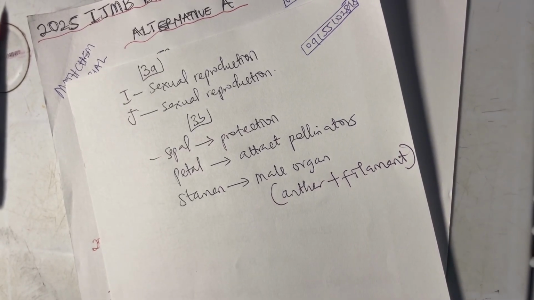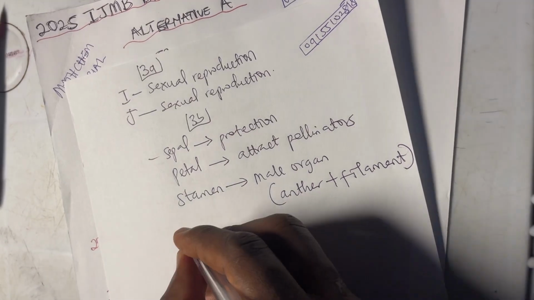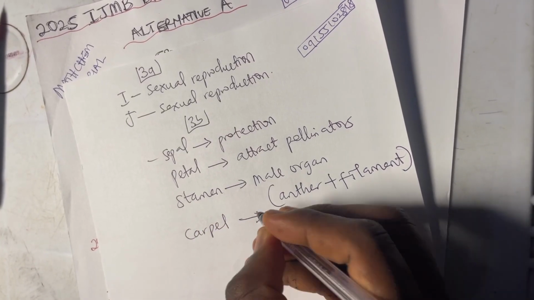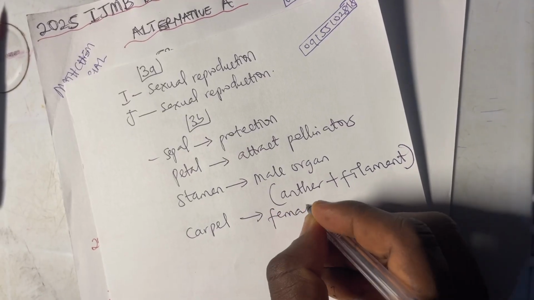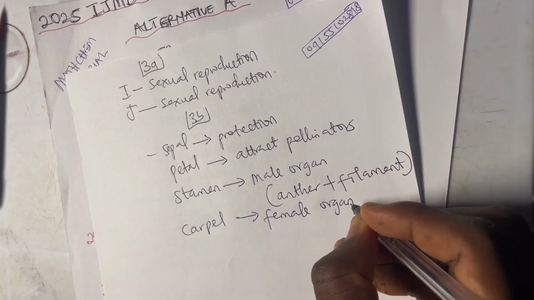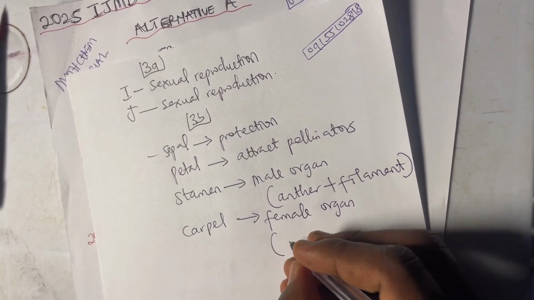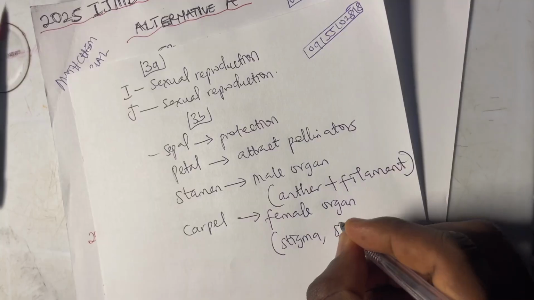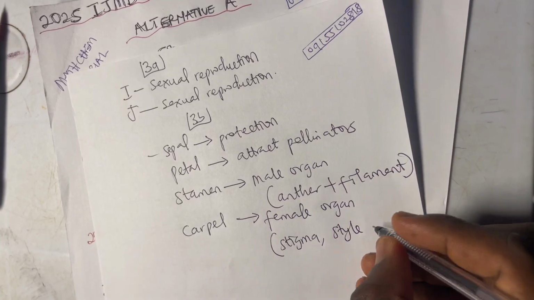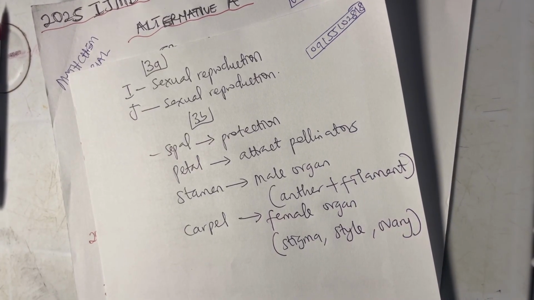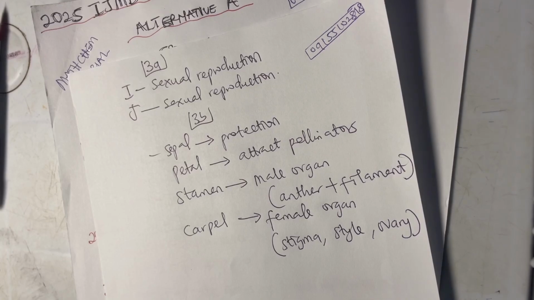And then another one is the carpel. The carpel is a female organ. It comprises the stigma, the style, and the ovary.